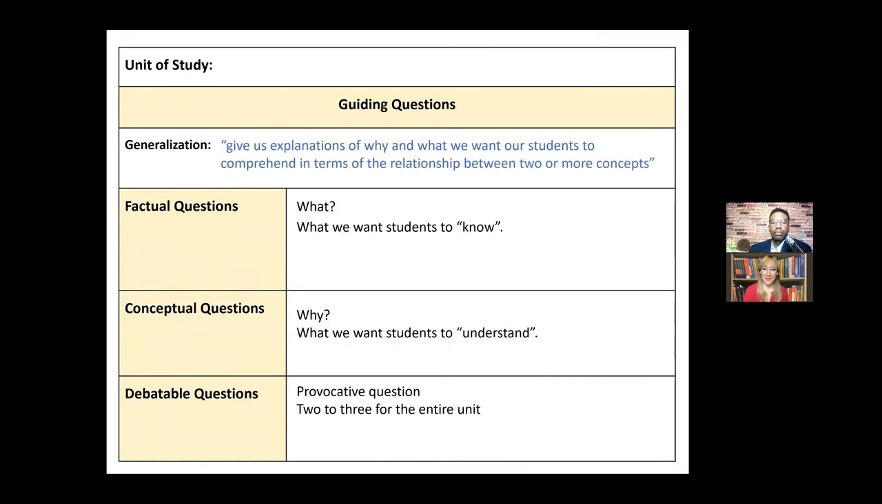The generalization actually gives us the explanations of why and what we want our students to comprehend in terms of the relationship between two or more concepts. Now, factual questions are what questions? It's what we want students to know or memorize. So very low order thinking with factual questions. When we move to conceptual questions, they really help to answer the question why. What do we want students to actually understand?